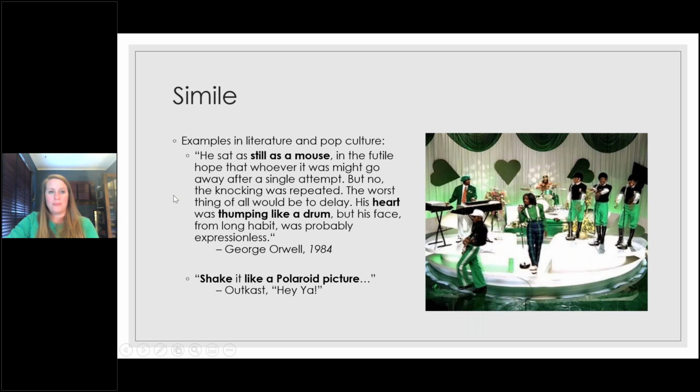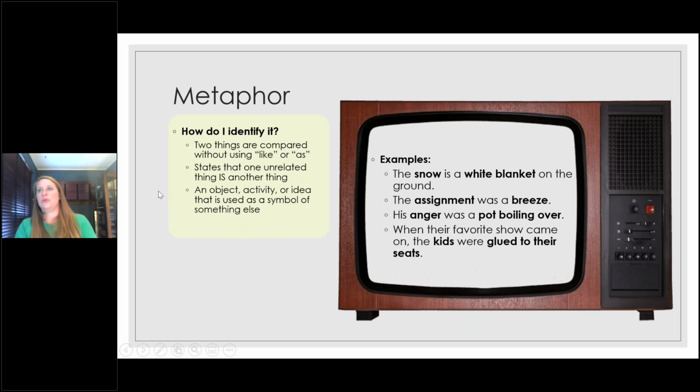Good example. So let's move into our second type of literary device, which is a metaphor. Now, it can be a little bit confusing because metaphors and similes are very similar, but the difference is, whereas in similes we had our clue words to look for, like or as, metaphor does not have that. We're actually going to compare two things and essentially say the first thing is the second thing. We're going to use an object, an activity, or an idea to symbolize something else.